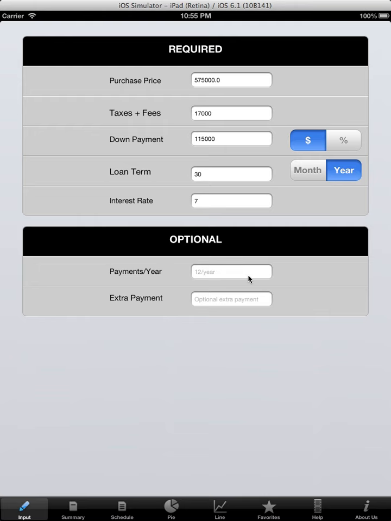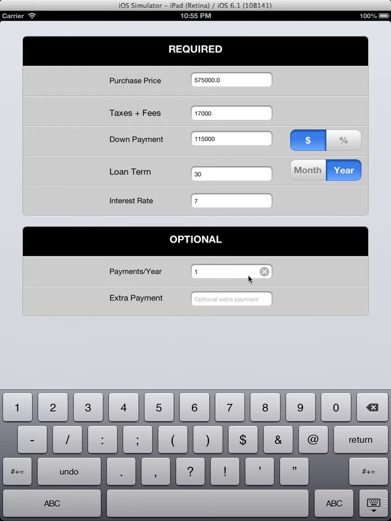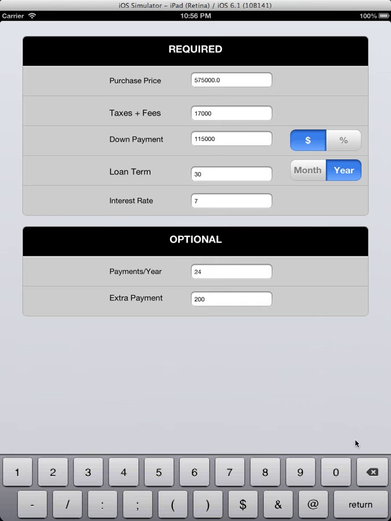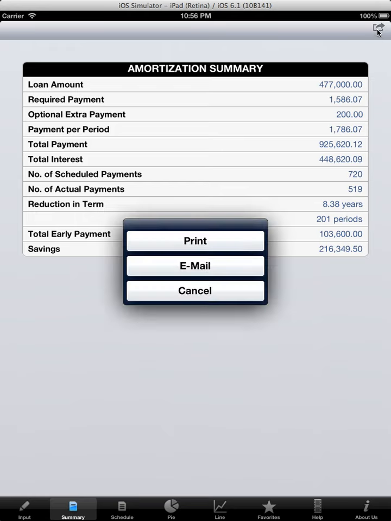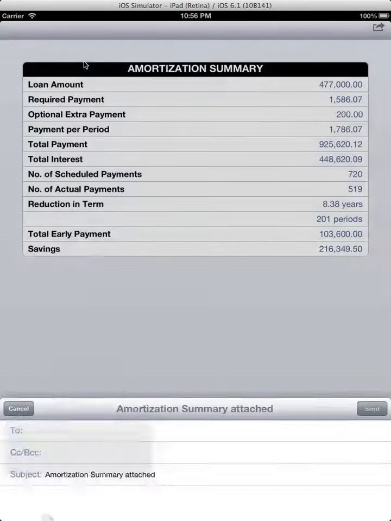So let me also say that we are paying 24 times a year, and we are making $200 extra payment. Let's see what effect it has on the summary. So reduction in terms, so all these parameters change. And the great feature about this application is also you can actually print it onto an AirPrint capable printer. You can actually email the output as a PDF document, which is a great feature of this application.